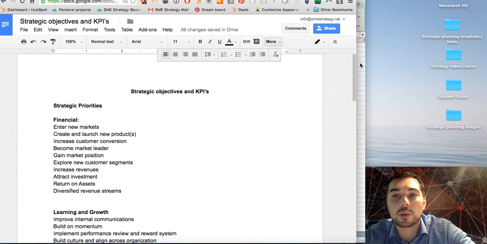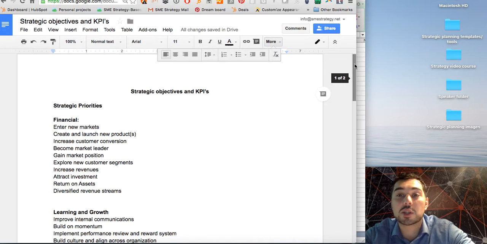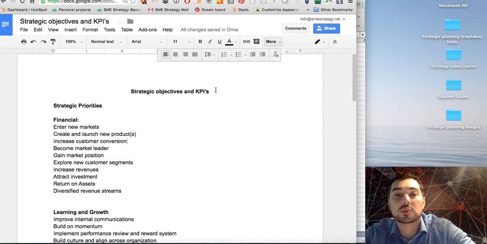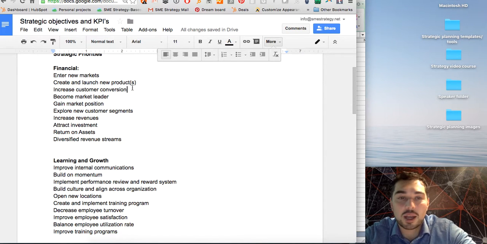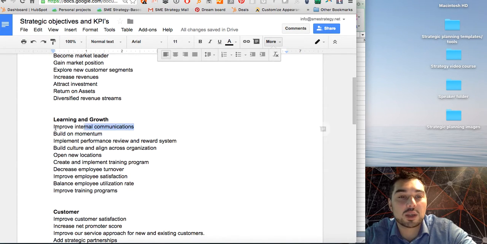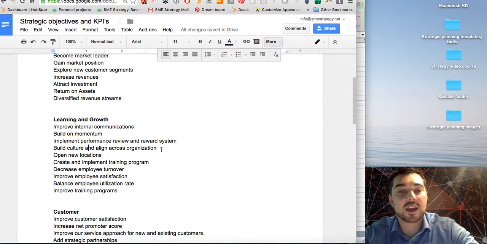So if you're having trouble trying to figure out what to include as part of your strategic initiatives, then do check out the strategic objectives and KPIs sheet attached to this. It'll give you an idea of some of the things that you can pick. So entering a new market, and some of these might go under different categories, but create and launch a new product, increase customer conversion, become a market leader, gain market position, explore new customer segments, increase revenues, attract investment, get a higher return on assets, diversify our revenue streams, maybe improving internal communications, building on momentum for whatever plans you're doing. Implement performance review and reward system that might affect your finances.